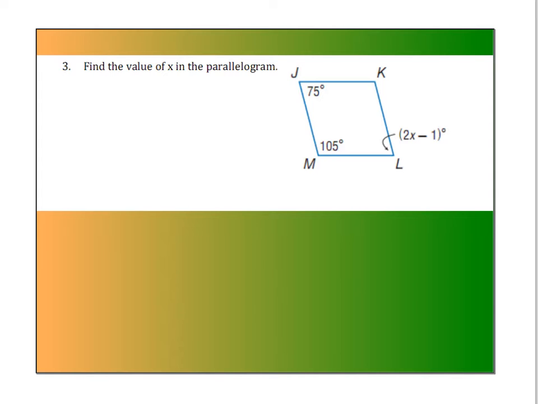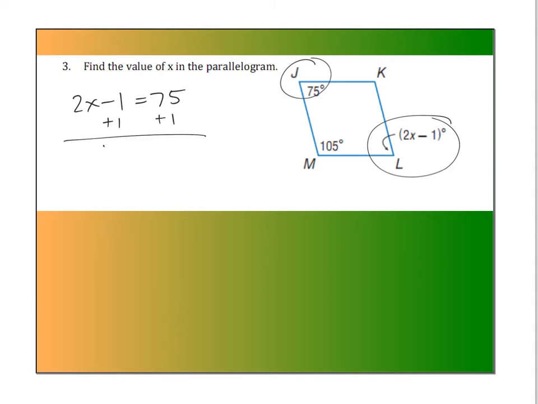There's more information here than you need, so I'm going to decide to use angles J and L. If this is a parallelogram, those two angles will be congruent. So the 2x minus 1 would be equal to 75 degrees. Add 1. 2x equals 76. Divide by 2. And x equals 38. And I think we're done. It just says find the value of x.